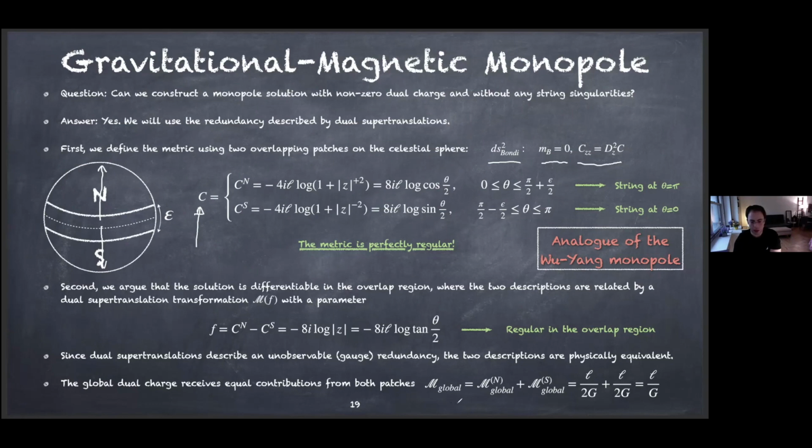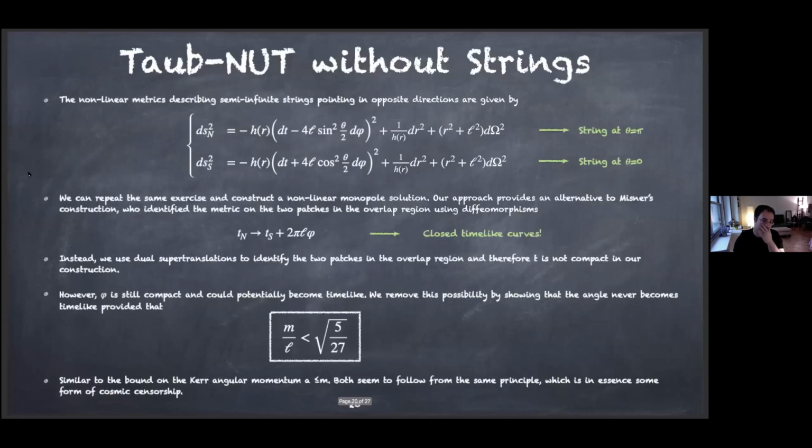And the global charge of this monopole is non-zero. It receives equal contributions from the north and south patches, such that the total charge is the same as the NUT charge. And now I want to compare this with the approach of Meissner, or with Meissner's interpretation.